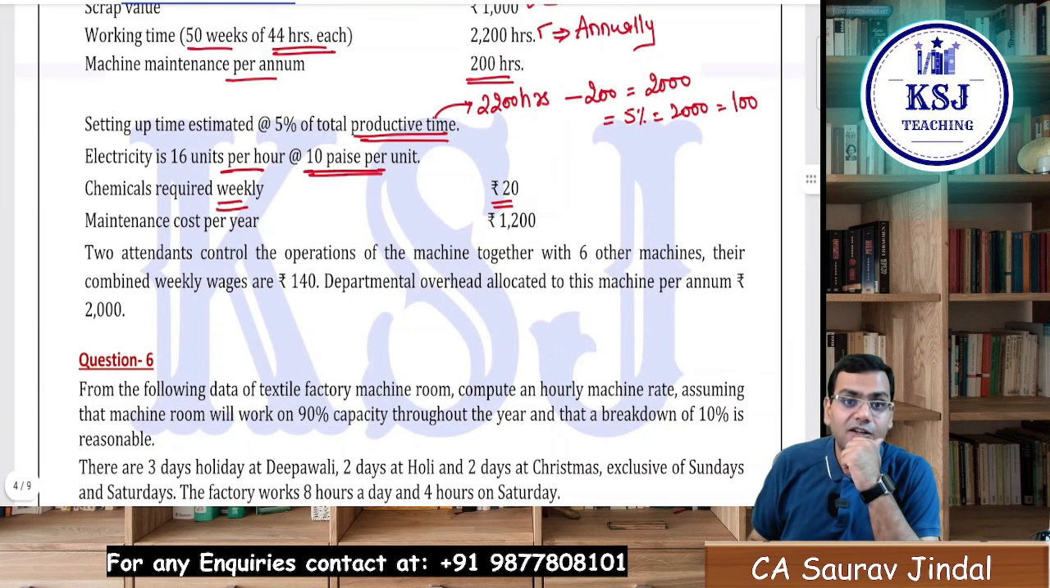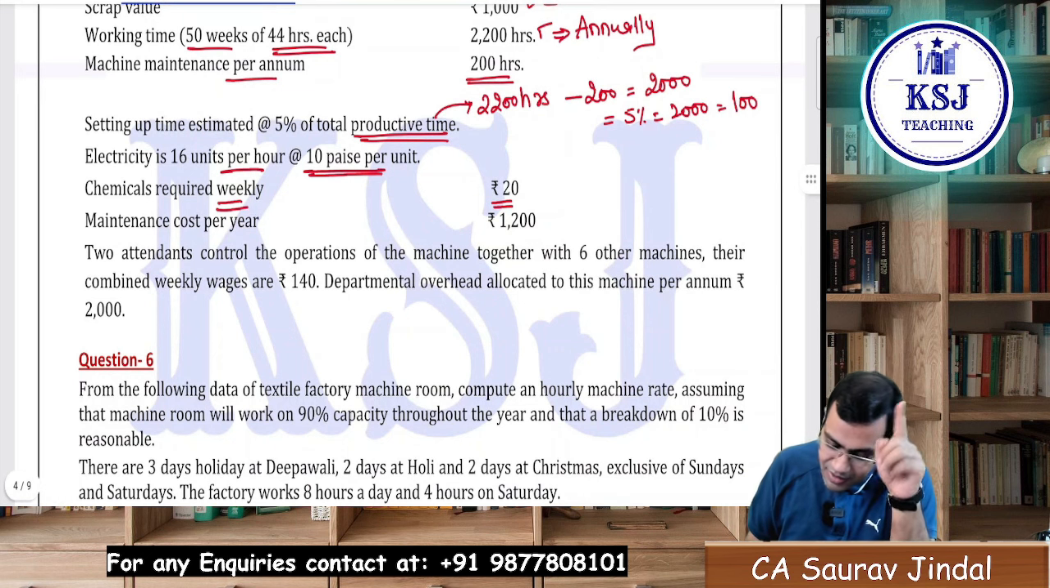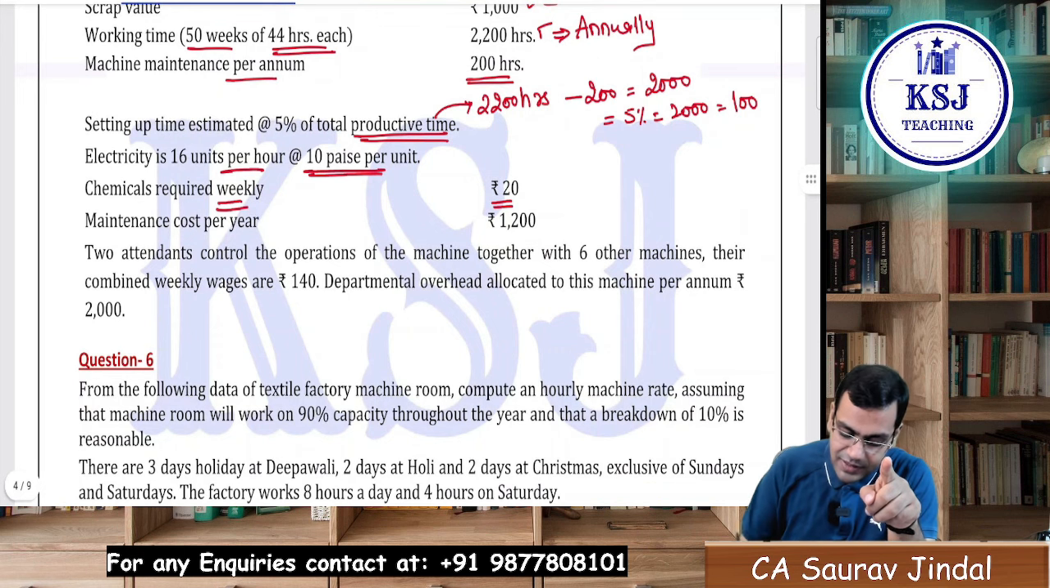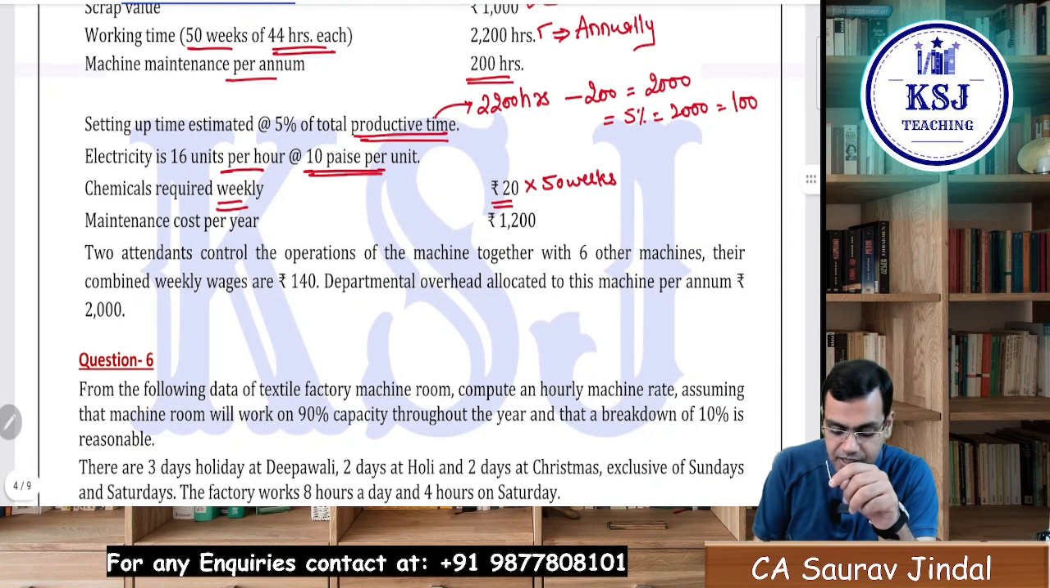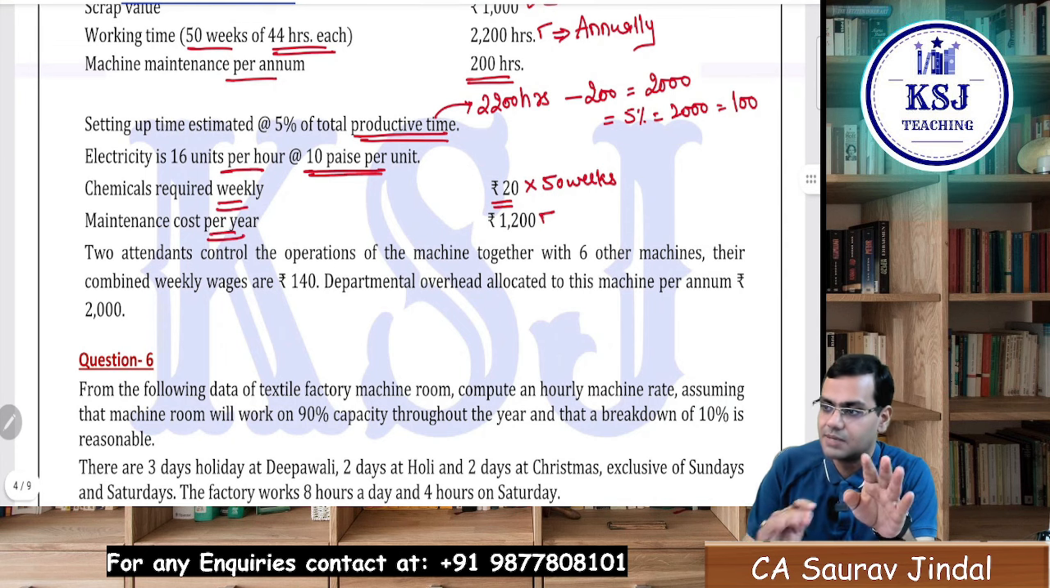Now effective machine hours, you are taking it annually. All the cost should be annual, right? So this chemical requirement will be multiplied by 50 weeks. Maintenance cost per year is given to you, 1200. That is absolutely fine, sir.